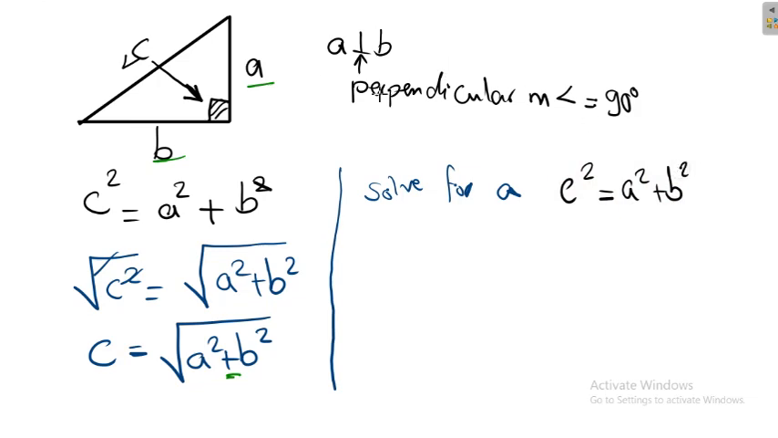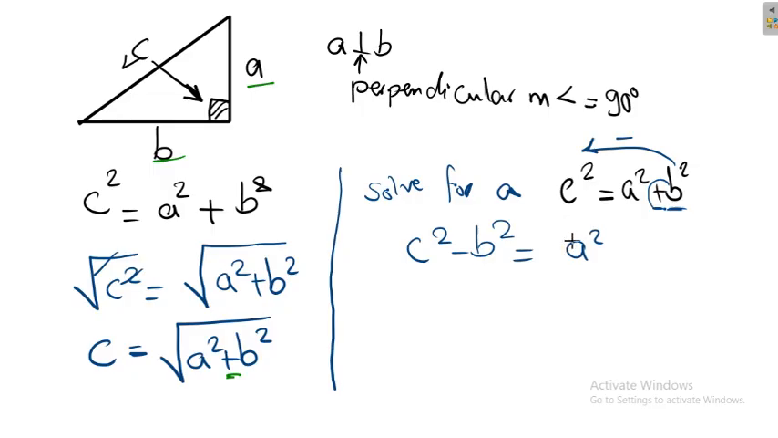So we want to send B square to the other side by the opposite operation. What is the operation of B square? It is plus. Let's make it subtraction. When we send one variable to the other side, we send it with the opposite operation. So C square minus B square equals A square. Now we have A square on one side alone.